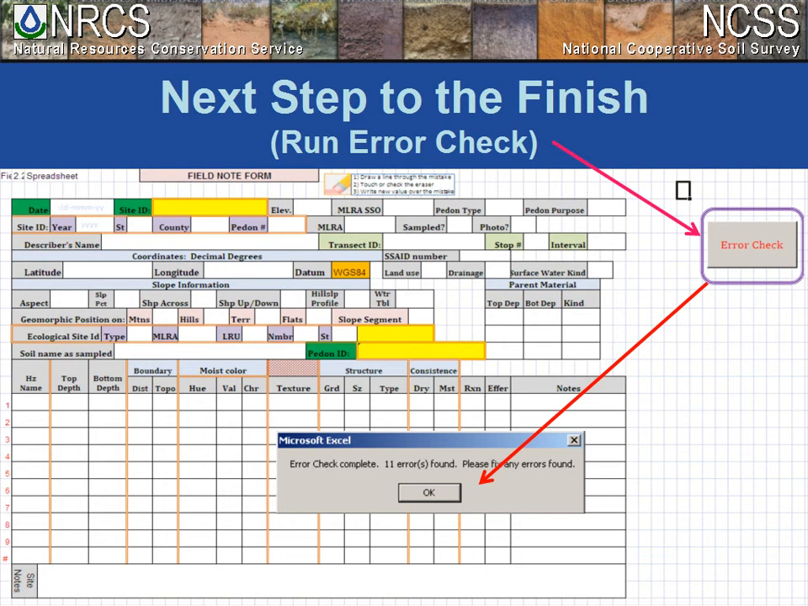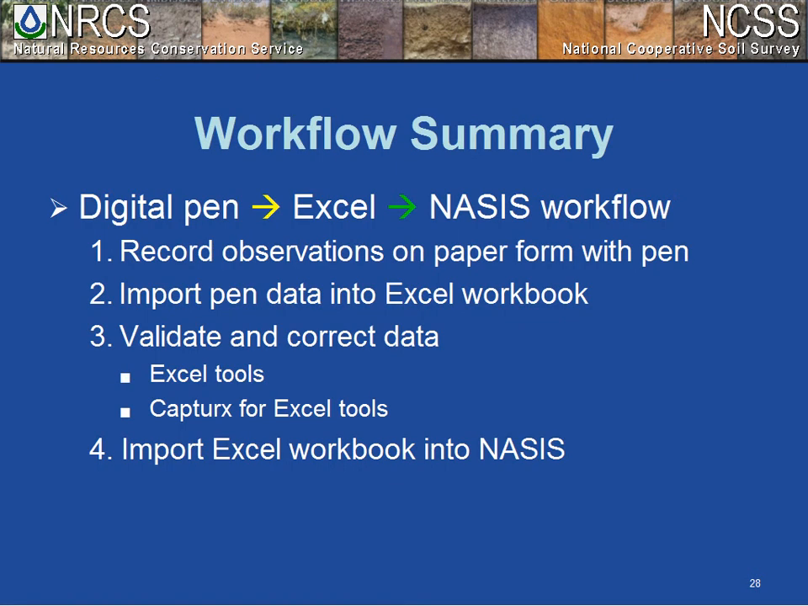Unfortunately, probably my lack of understanding, you have to wait till the initial review completes before you can start correcting the errors. But eventually, you get to the point where it'll say no errors are found, and you can import it into NRCS if it's a soils form. So basically, you have a digital pen, you use it, it goes into Excel, and it goes into NRCS.